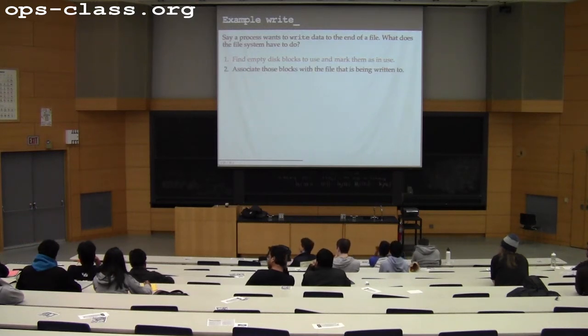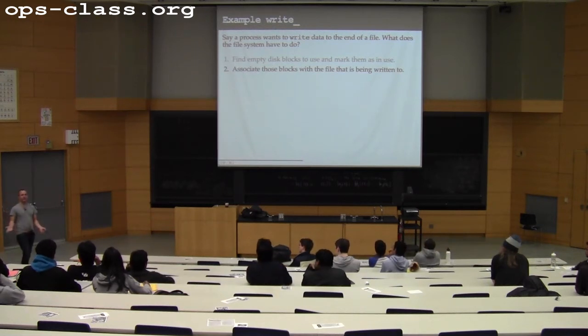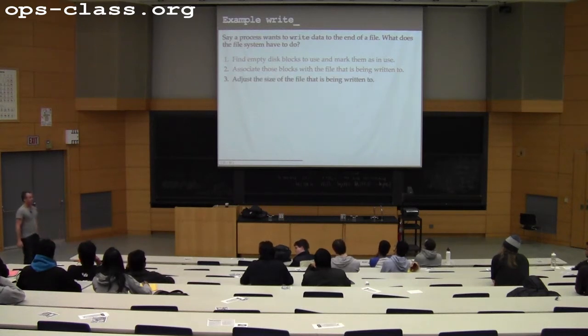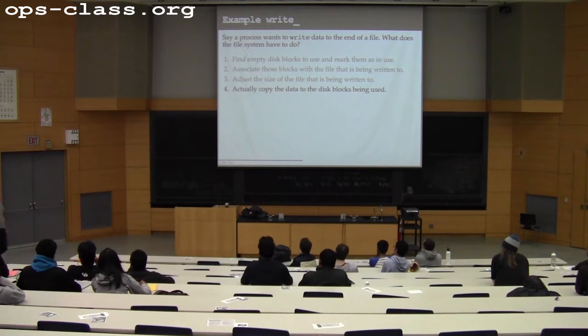Now, what Isaac said comes in two parts. So now I have to associate that block where the new data is with the rest of the file, which may or may not be anywhere close to where that block is. Who knows? I have to adjust the size of the file, because when the write completes, the metadata associated with the file should reflect the fact that the file is bigger. I actually have to put the data into that block. That's important in order for the write to finish.